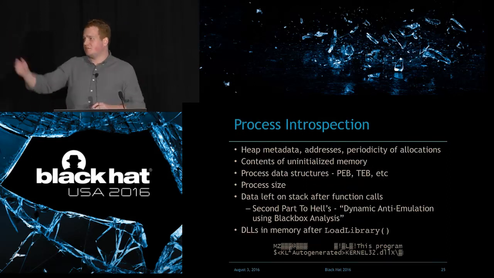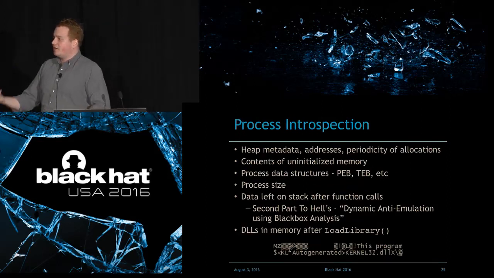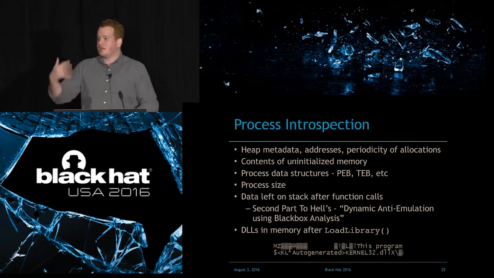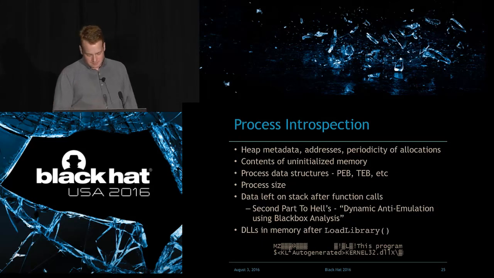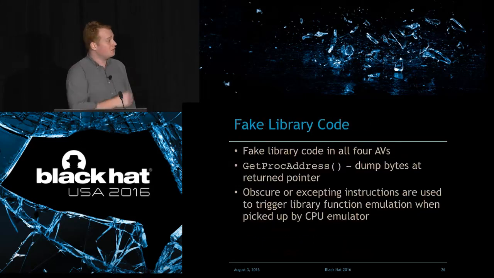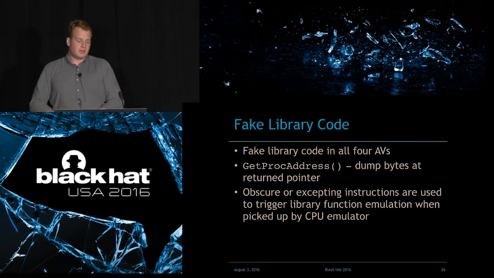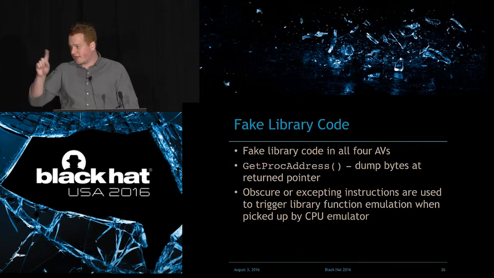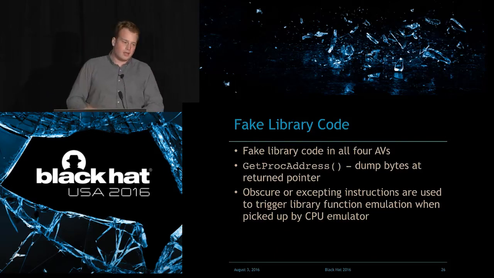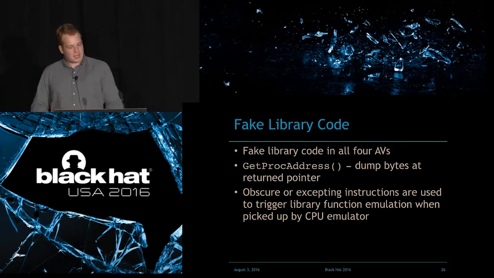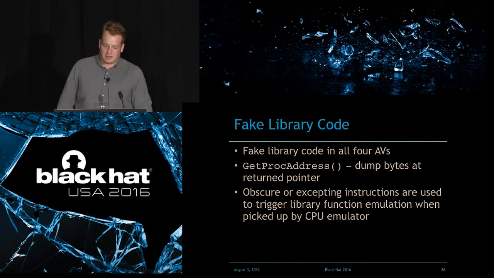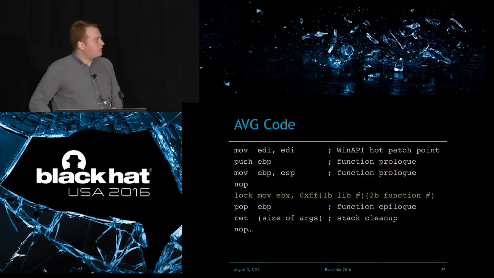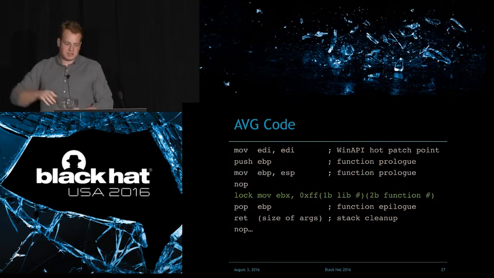Process introspection, I showed some of those artifacts related to looking at ourselves in memory, looking at our register state after function calls, looking at data on the stack. But another one I didn't get to show here was fake library code. So we showed the module, the file header in memory with the KLR generated thing in the P file. But if we actually follow that a step further and do GetProcAddress and see what bytes are at the actual return pointer, we'll find in all four AVs a similar pattern like this.